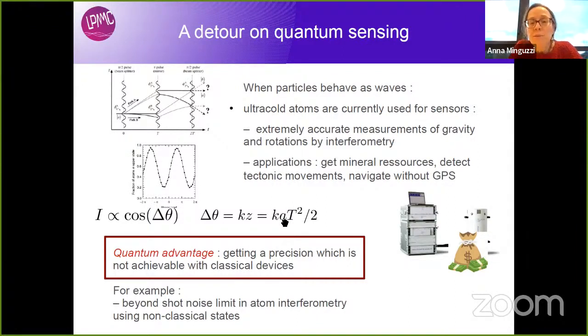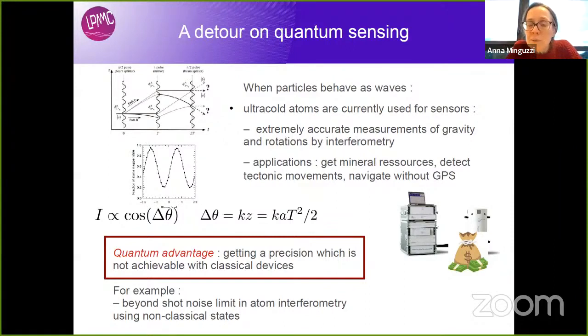And of course, it would be great if we could increase the precision of this measurement by increasing the slope of this interference fringes curve. And that would be possible if we could use a non-classical state to make this interferometric scheme. So this is the so-called quantum advantage, that is to get a precision which is not achievable with classical devices. For example, this was already known with photons, but it would be great to have it also for atoms.